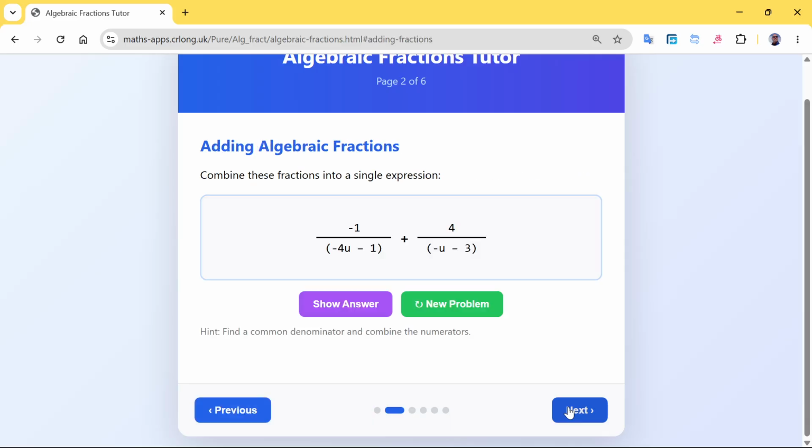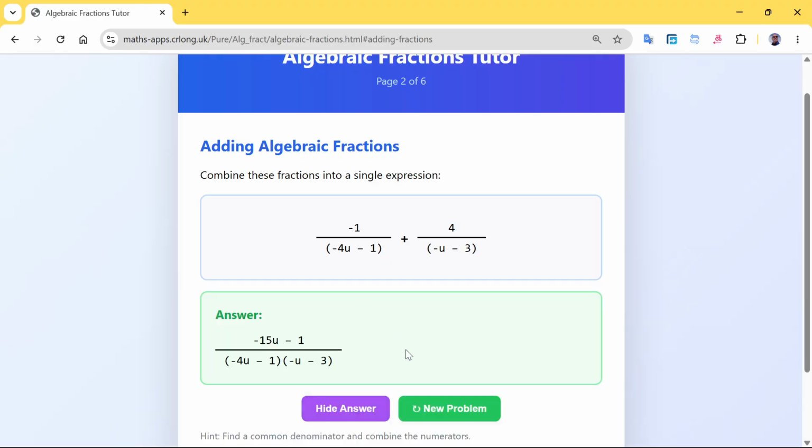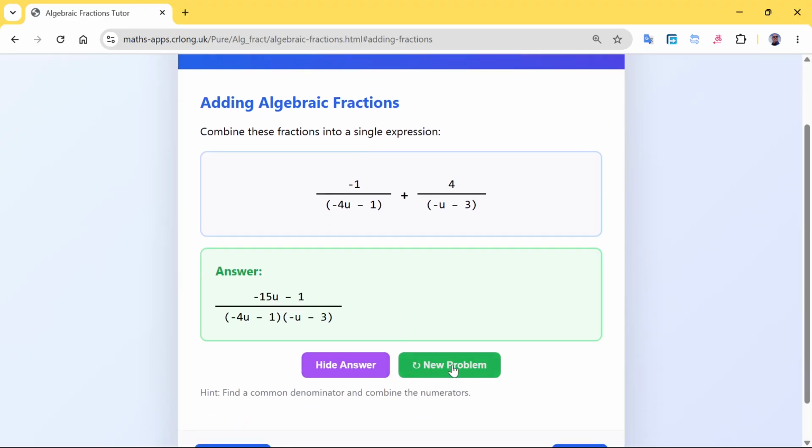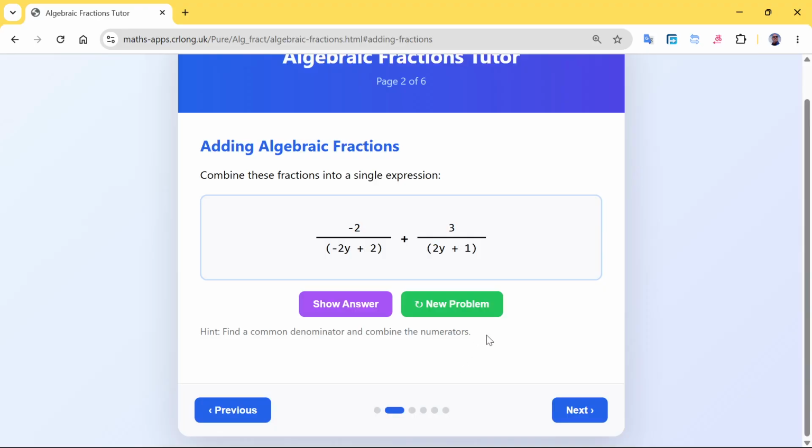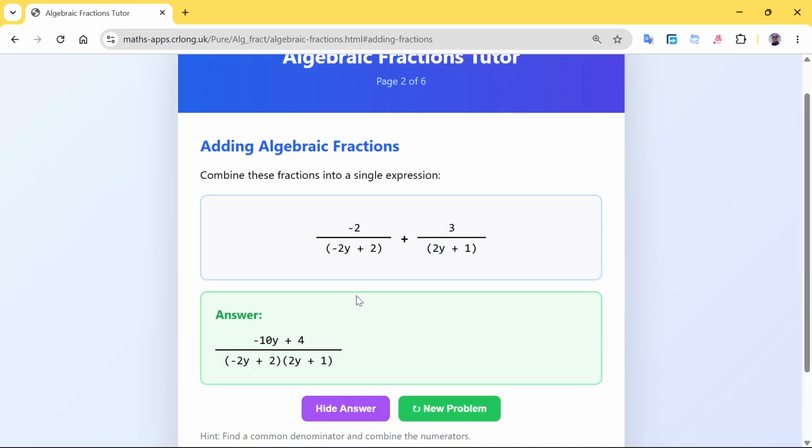Let's go to page 2, and this is adding algebraic fractions with different denominators. With all of these, try the question, then check your answer by showing the answer. A number of the problems have a suggestion or a hint below the question. So in this case, find a common denominator and combine the numerators. After you've tried the question, show the answer. Then if you want to practice again, click on a new problem, try it, and show the answer.